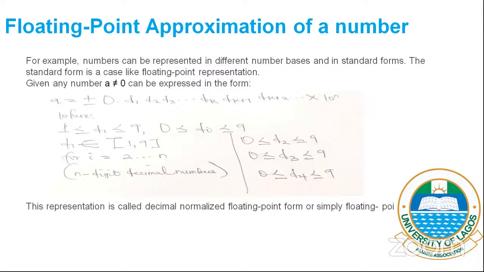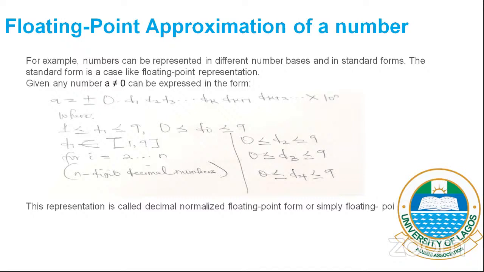This simply means that this is not applicable when a is equal to 0. Now, the peculiarity of this is any number that is different from 0 can be conveniently and successfully represented in this form. From this example that was given below, we have a is equal to plus or minus, because it could be negative or positive, then 0.d1 d2 d3 ... dk plus 1, dk plus 2 times 10 raised to the power n, which is the exponential.